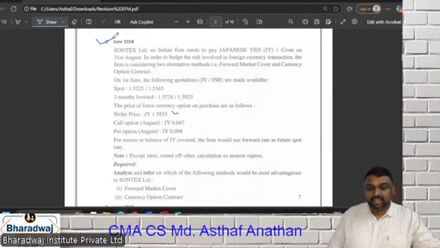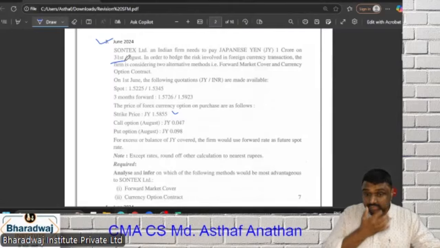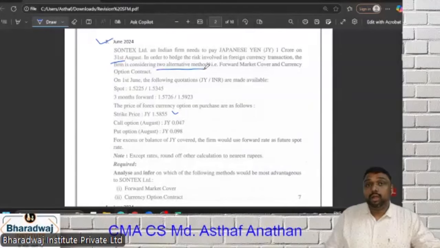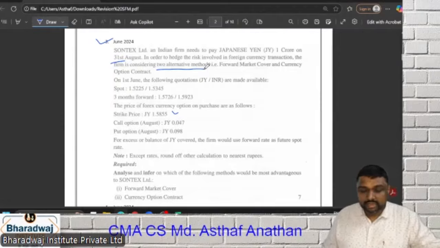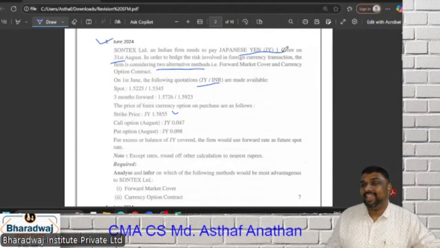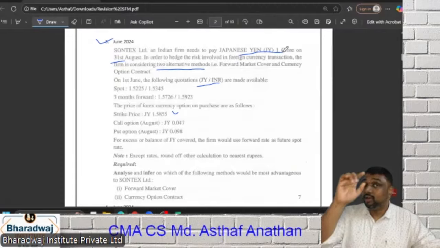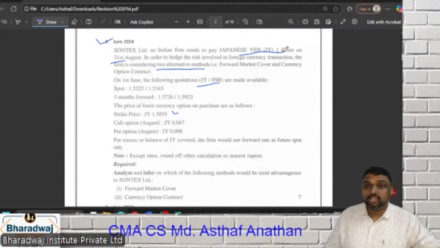Sontex Limited is an Indian firm that needs to pay Japanese yen 1 crore on 31st August. In order to hedge the risk involved in the foreign currency transaction, the firm is considering two alternative methods: forward market and currency option contract. So only two things, forward market and options. The following details are given below. See the point, they tell the exchange rate very clearly. JPY by INR, that means the denominator is INR, but you have to pay 1 crore JPY. That means it is an indirect quote. So you are now experts on direct quote and indirect quote. So you understood the case. So in this case, your INR 1 crore is coming.